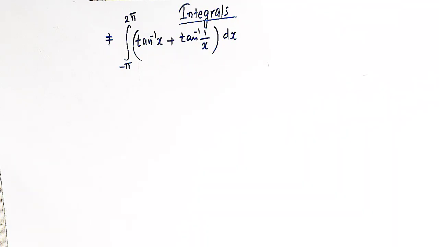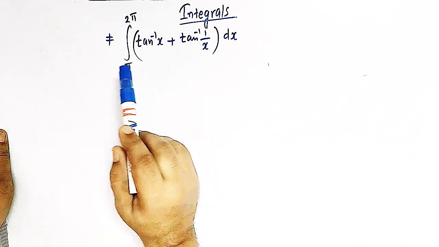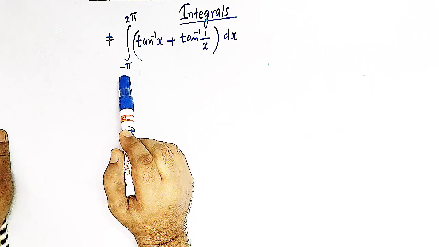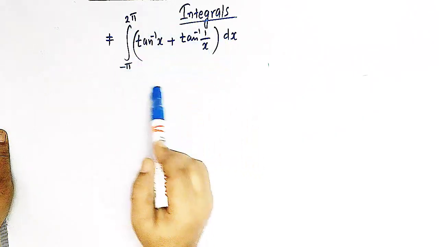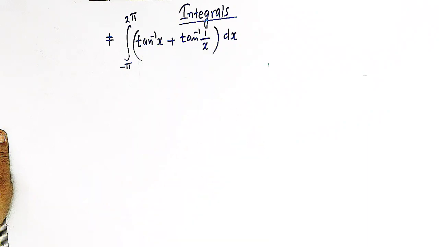Hello viewers, in today's session we are going to discuss another important and very conceptual problem from definite integrals, right? So here in this class we are going to solve this integral where we have the limits from minus pi to 2 pi, and our integrand is tan inverse x plus tan inverse 1 over x, right? So this integral is a very interesting integral, and here we'll solve this integral by using the properties of inverse trigonometric functions.